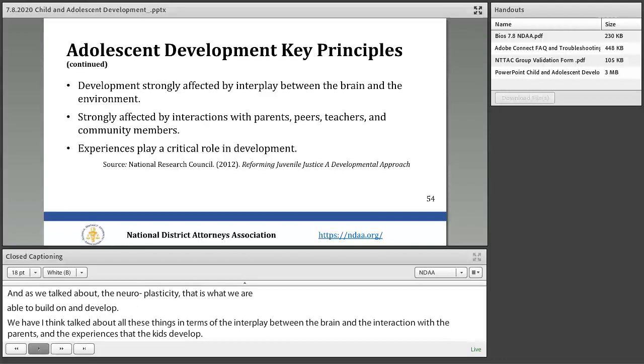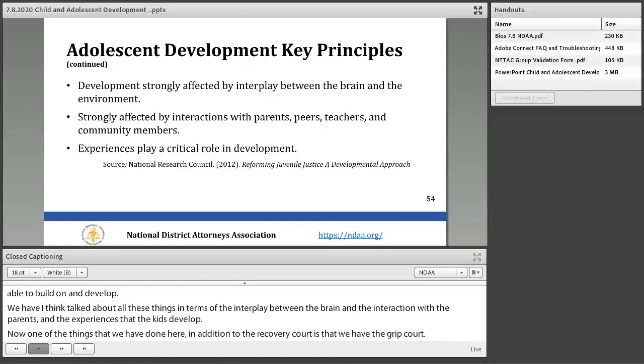Now, one of the things that we've done here, in addition to a recovery court, is we also have a gang court. We call it the grip court. We try to get kids out of their regular environment and move them into more social environments, working with church groups, working with the community, in order to get them out of a gang situation and understanding how to be part of the larger community and how to contribute to it.